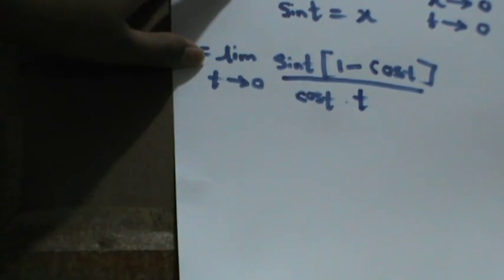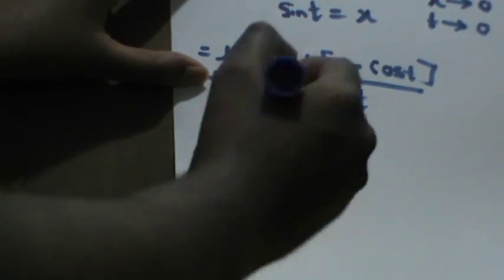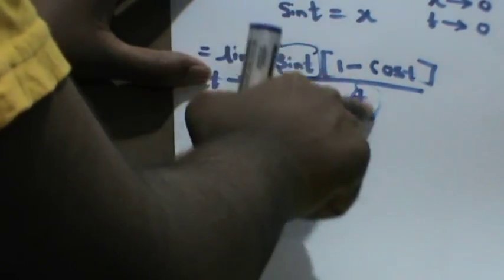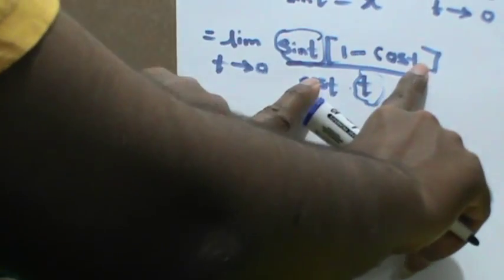Now you've got a sin t here and a t here, with the limit t goes to 0, so that is directly 1. So I'll isolate these two terms with this limit, and the whole term within the bracket with its own limit. So this is also equal to the limit when t goes to 0 of sin t by t, times the limit when t goes to 0.